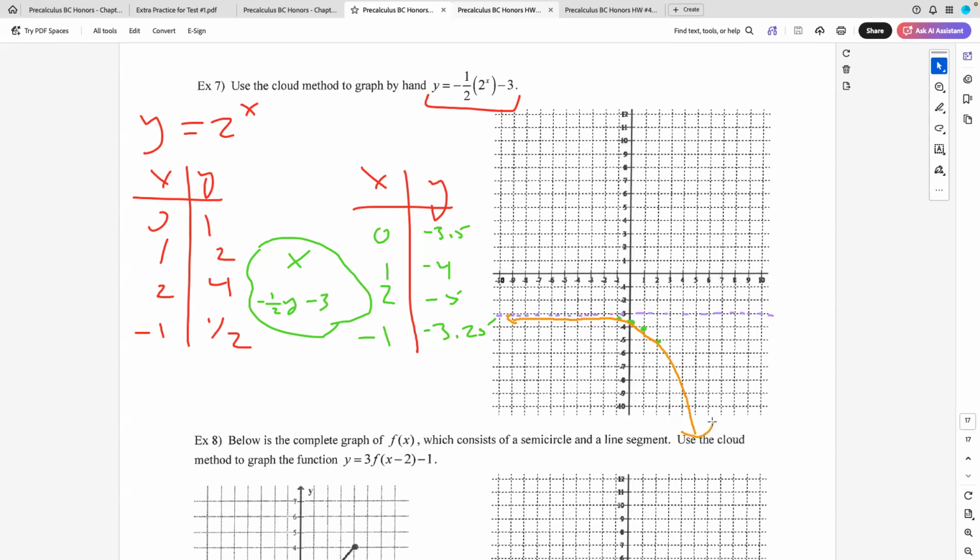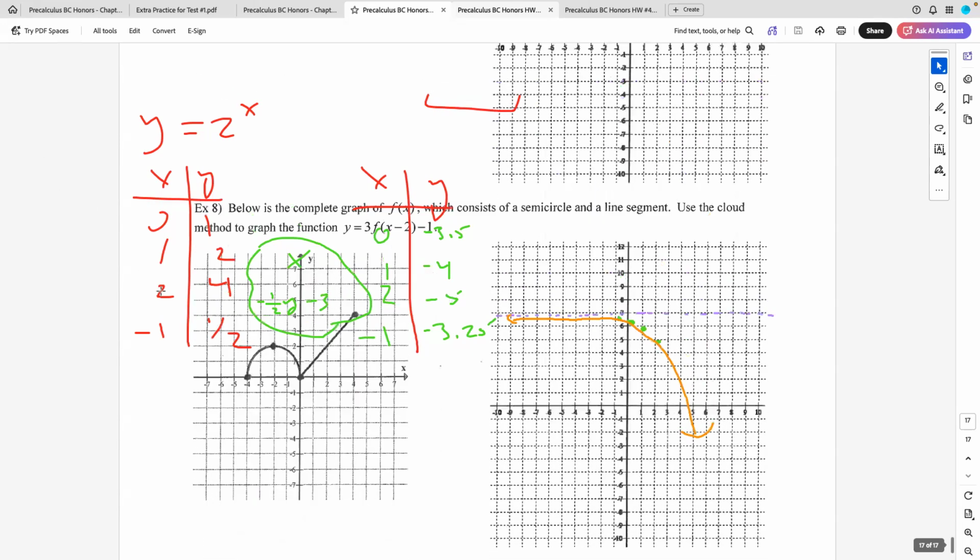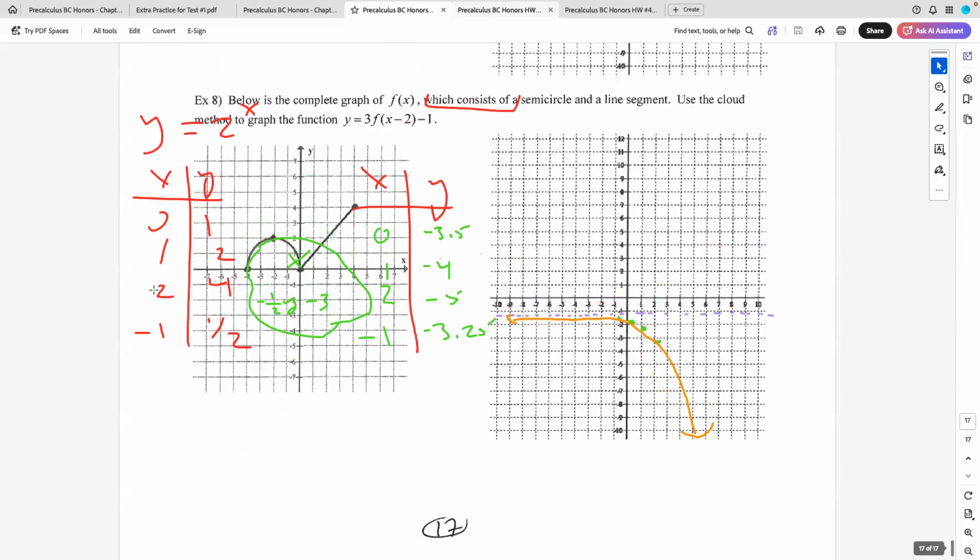So actually it would be a decreasing function. No x-intercepts, obviously. Y-intercept, of course, of -3.5. Okay. We've got one more to handle, and then we close the loop on this.